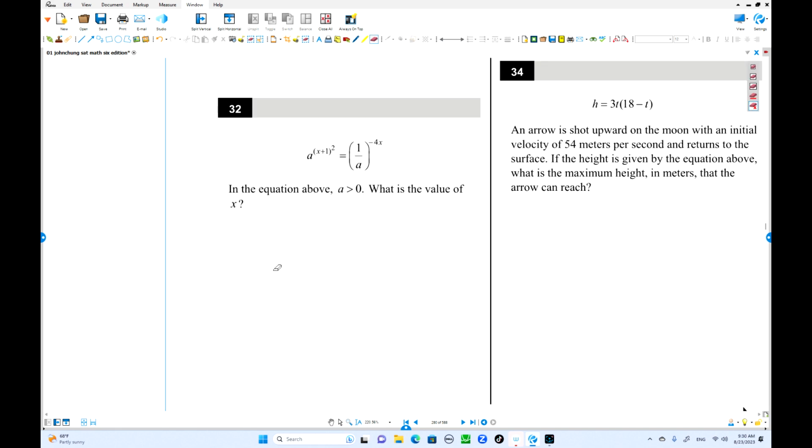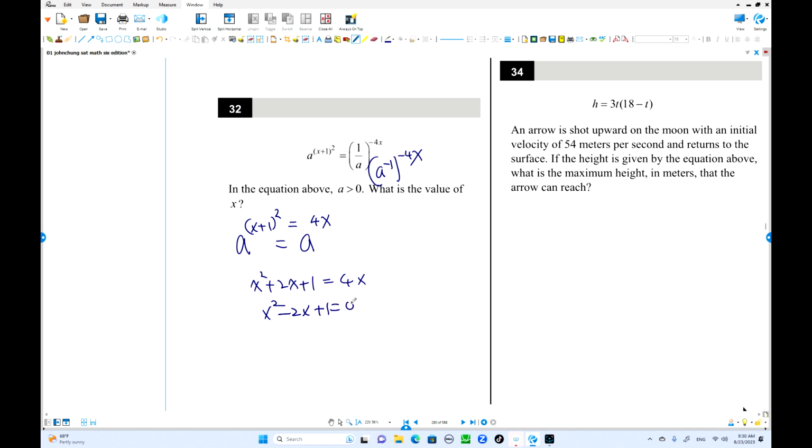Now here is number 32. We have exponent equations, so we're going to find the common base number, A. The 1 over A is A to the negative 1, times negative 4x, is A to the 4x. Exponents must be equal. So x squared plus 2x plus 1 equals 4x. Subtract 4x from both sides: x squared minus 2x plus 1 equals 0. This is x minus 1 squared equals 0. So the value of x equals 1.